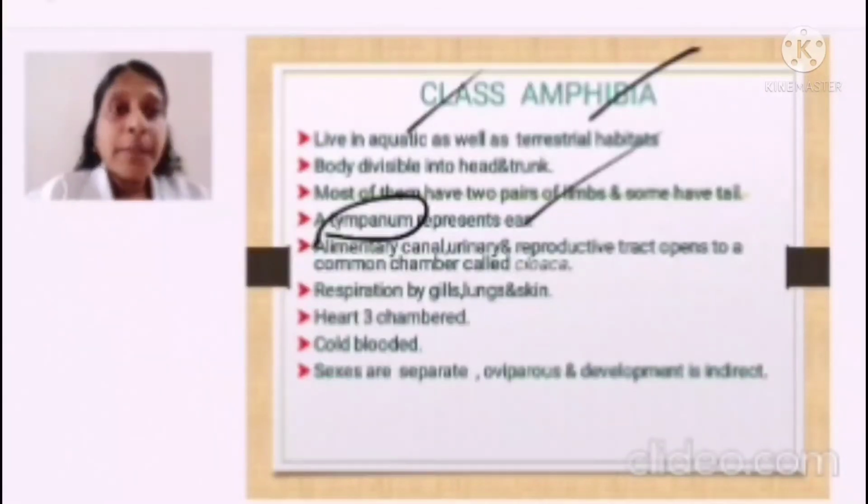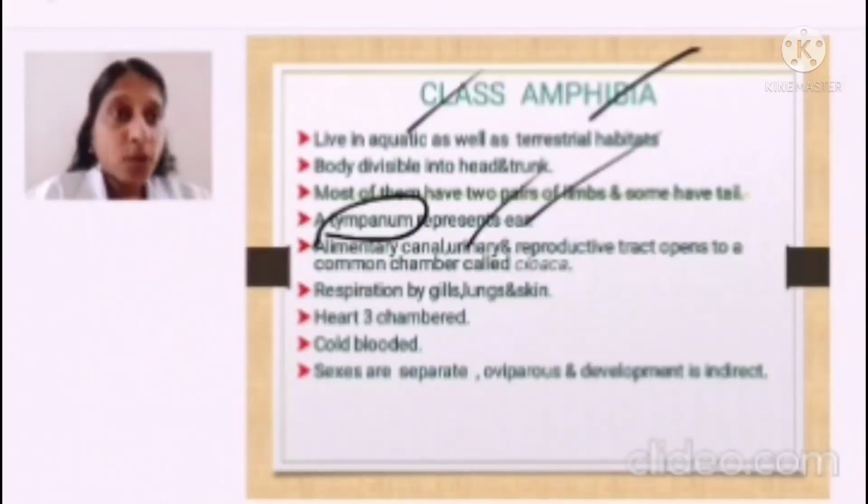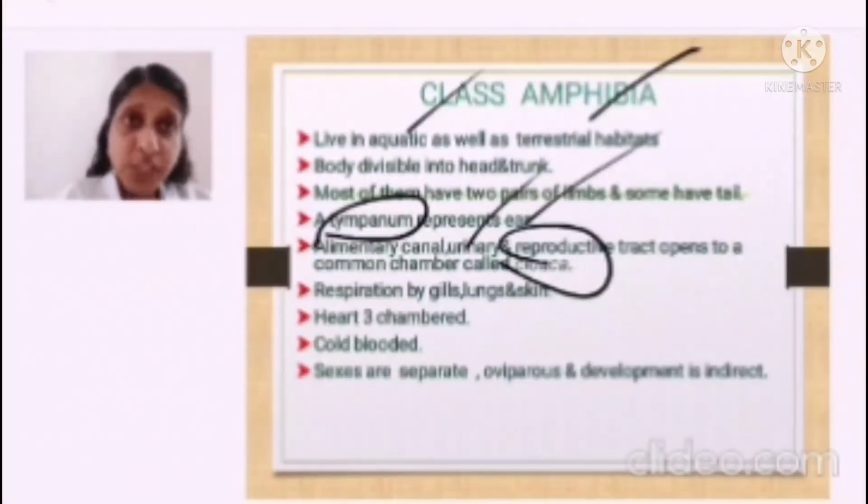Okay, the alimentary canal, urinary bladder, and reproductive tracts all open into a common opening, through which the urinary waste, digestive waste, and reproductive sperms all come and join. It is falling in one particular place, which we call what? Cloaca. What do we call it? Cloaca.